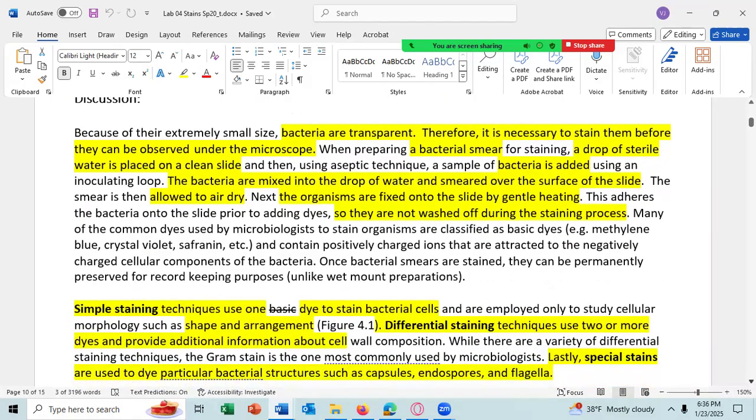All right. Bacteria are essentially transparent. Therefore, to see them, at least see them well, you do need to stain them before observing them under the microscope. If you were to look at unstained bacteria, they will be almost the same color as the background of the slide, meaning transparent, like the glass, which is the background of the slide, is generally transparent.